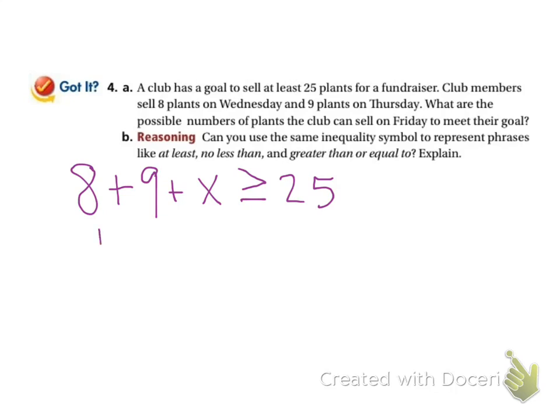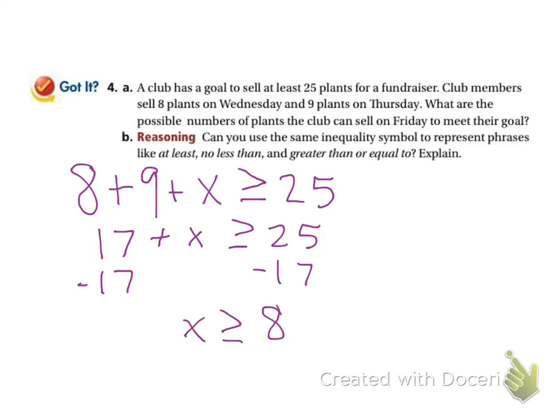So 8 plus 9 is 17. And then I've got plus x is greater than or equal to 25. And then I'll subtract 17 from both sides so I can get x alone. And I get x is greater than or equal to 8. So we need to sell at least 8 plants on Friday to meet the goal.